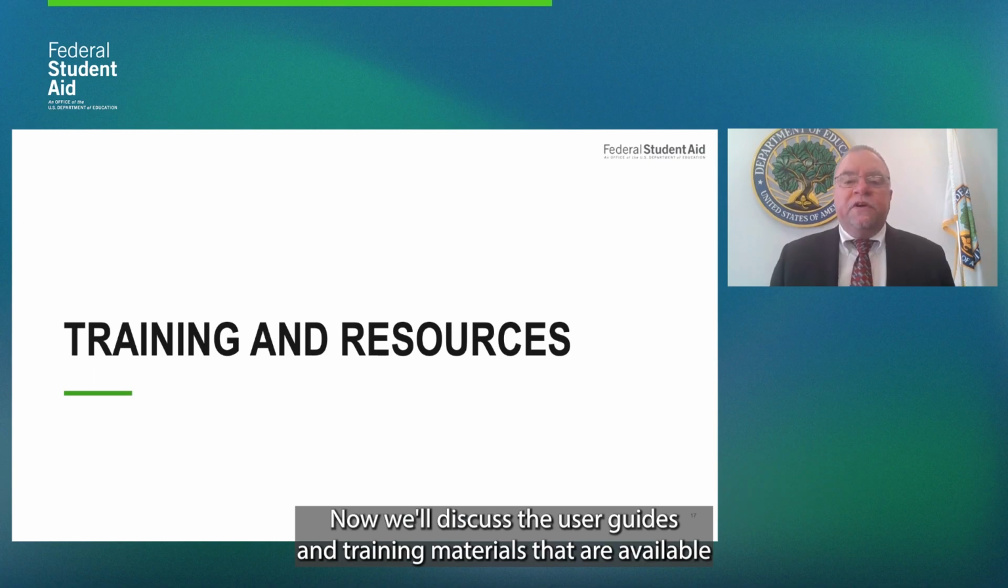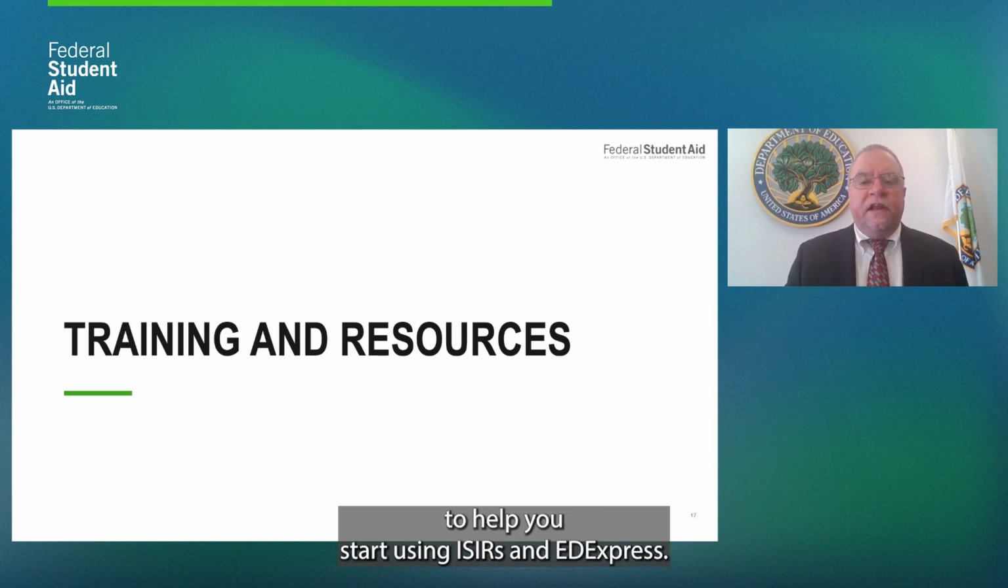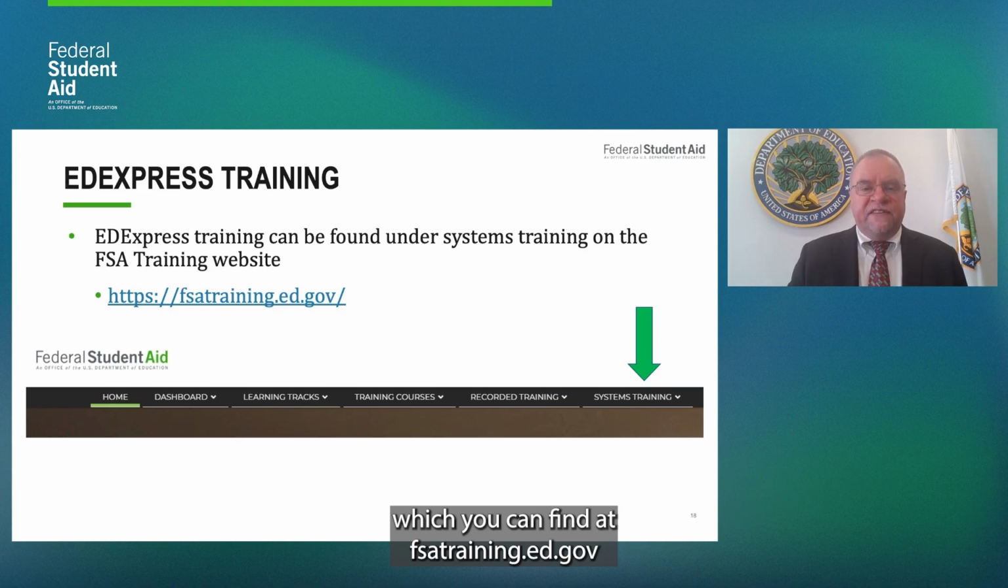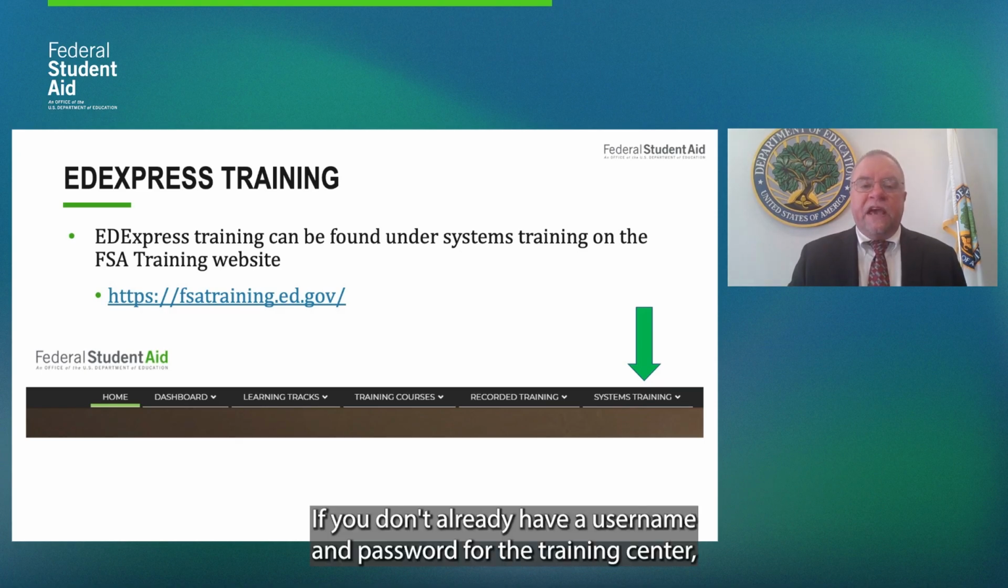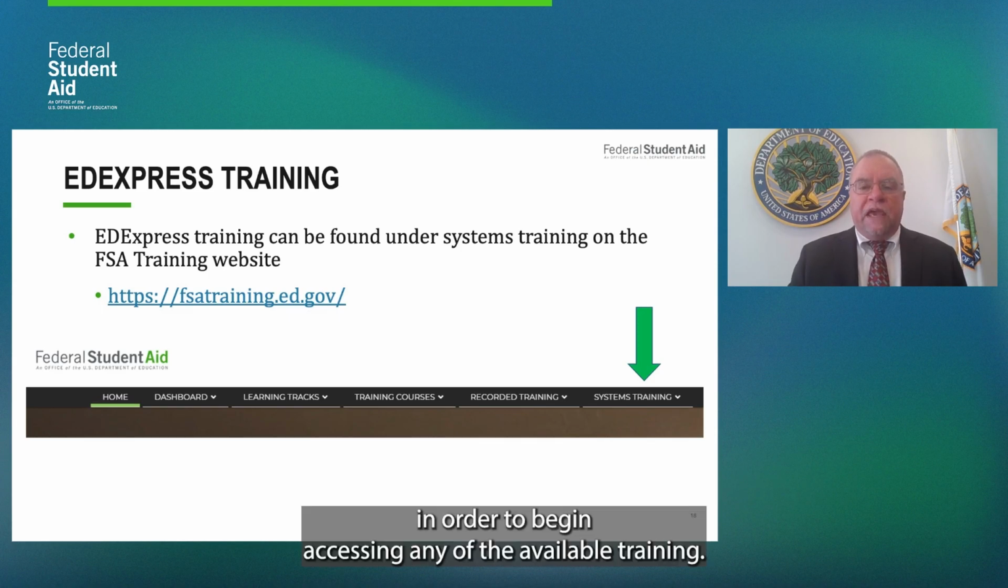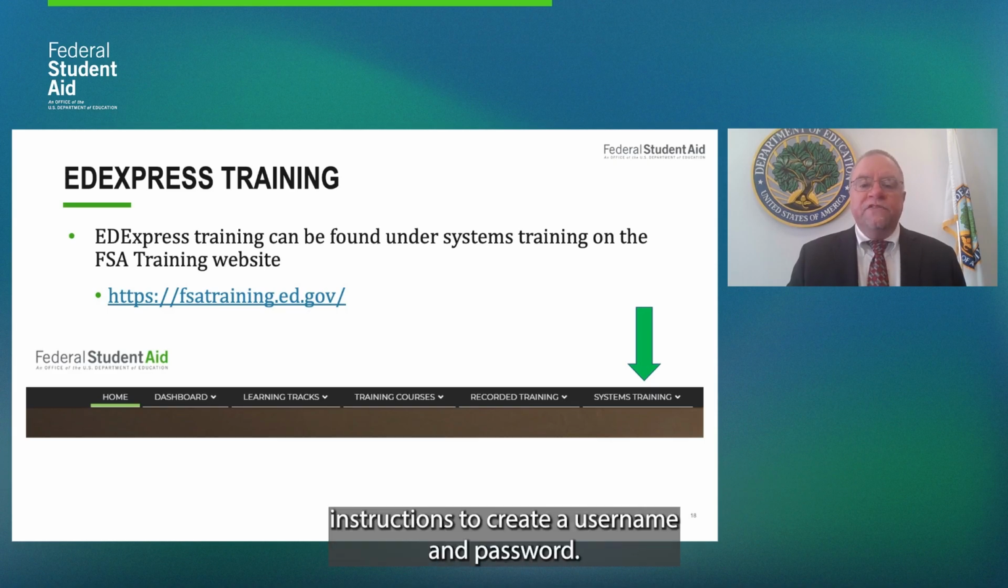Now we'll discuss the user guides and training materials that are available to help you start using ISIRs and EDExpress. I hope you're already familiar with the FSA Training Center, which you can find at fsatraining.ed.gov. If you don't already have a username and password for the Training Center, scroll to the bottom of the login page and choose Create New Account in order to begin accessing any of the available training. Follow the instructions to create a username and password.